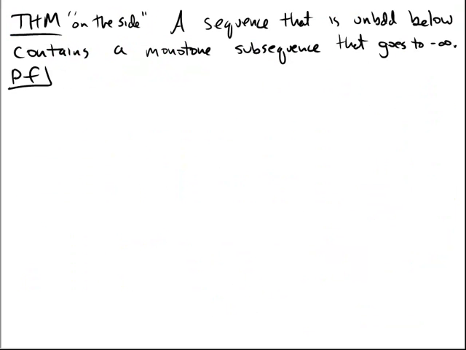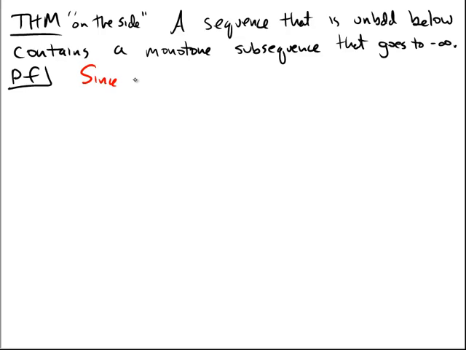Now, this is an on-the-side theorem. I think that the textbook proves it for unbounded above, and we're going to do it for unbounded below, because there's an extension of all these ideas to positive and negative infinity that's pretty natural, but just to make sure we're putting in as many details as we need. A sequence that is unbounded below contains a monotone subsequence that definitely goes off towards negative infinity. Okay, we're going to prove this.